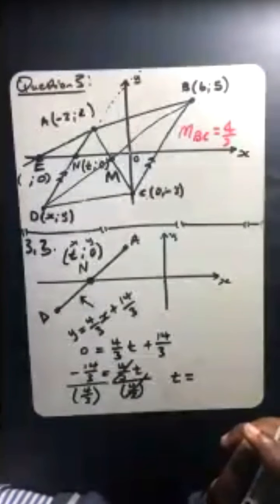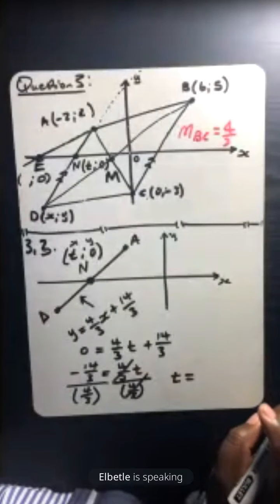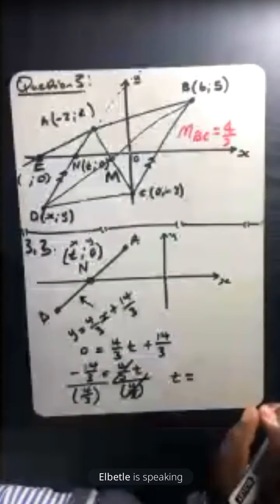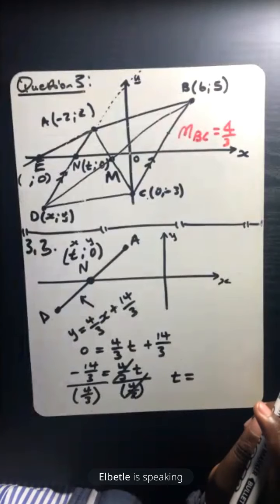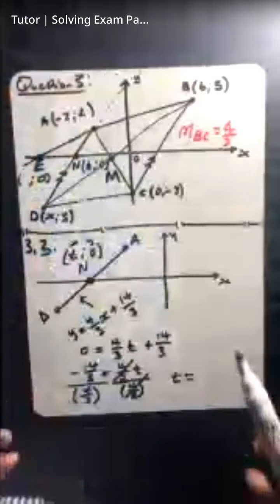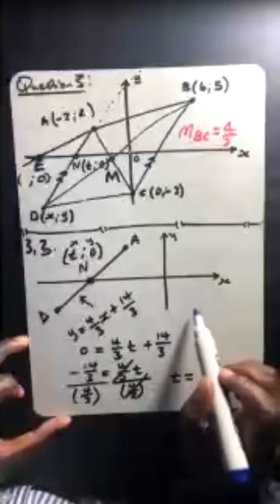Someone is asking a question. What is the question? It's Albie. Why don't we take the 4/3t to the other side and then take the other one to the other side, so that t can remain on its own? Oh, wait. So tell me what to write. I want to make sure that I fully understand.